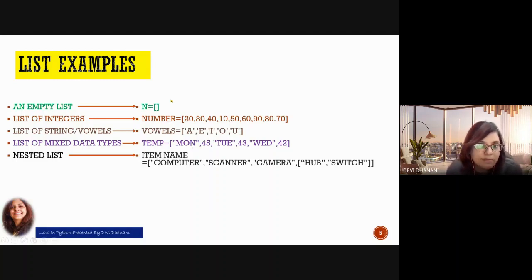We first have the empty list. We can create an empty list and fill it in later. Next, we have the list of integers. You can store numeric values, integers. We can also store decimal values over here. List of strings, that is list of characters, vowels over here. List of mixed data types. I have taken temp as the name of the list over here and stored the days of the week, Monday, with 45, 43, 42 as the numeric data as well. In Python, we can also make a nested list. So what is a nested list? A list within a list is called a nested list. So these were the examples of lists.